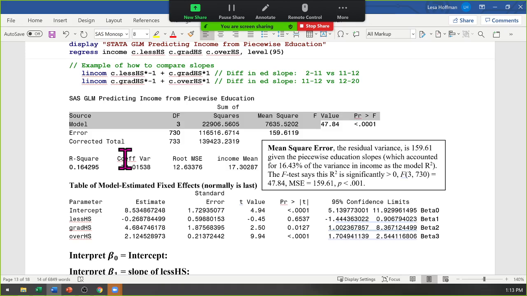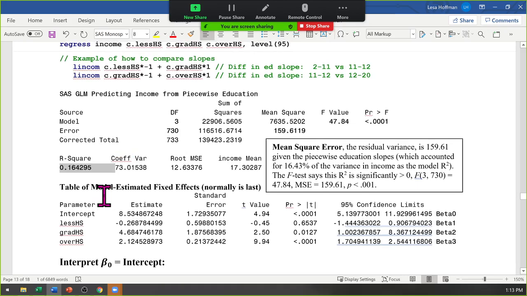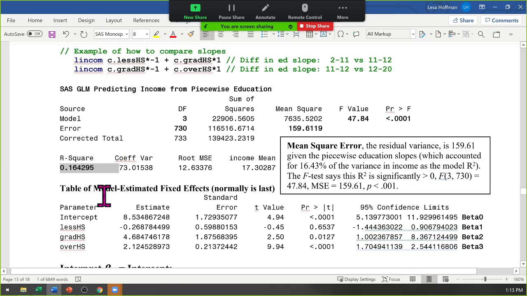There is a significant correlation between the income level that is predicted by your education and the real income level that you have in the data. And the square of that correlation between predicted and actual income is my R square here. So R square is an effect size for how good your model is at predicting the outcome variable.